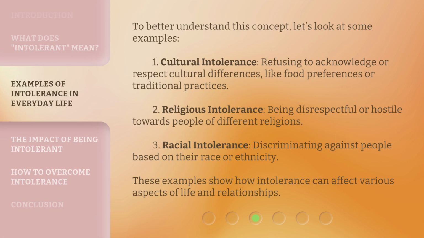To better understand this concept, let's look at some examples. 1. Cultural intolerance. Refusing to acknowledge or respect cultural differences, like food preferences or traditional practices. 2. Religious intolerance. Being disrespectful or hostile towards people of different religions. 3. Racial intolerance. Discriminating against people based on their race or ethnicity. These examples show how intolerance can affect various aspects of life and relationships.